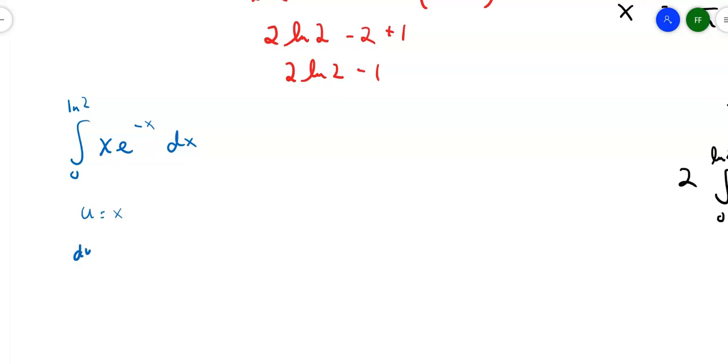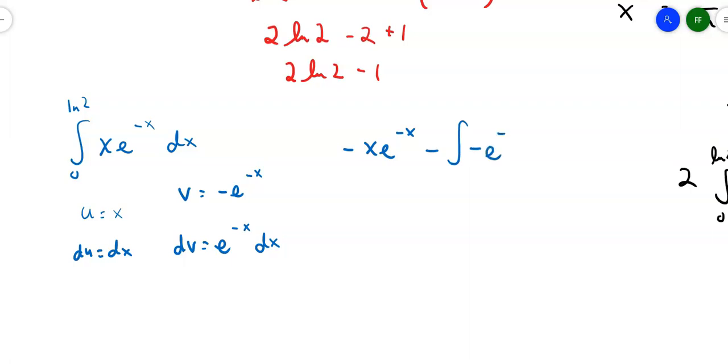I'll pick u as x. That'll make my du dx. My dv will be e to the negative x dx, which will then make my v negative e to the negative x. So when I set up my formula, I'll get negative x e to the negative x, here's my uv, minus the integral of v, which is negative e to the negative x dx. I would combine my signs first. Negative x e to the negative x plus the integral of e to the negative x dx.